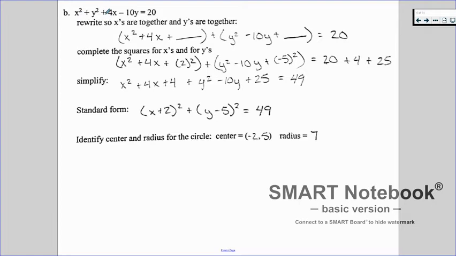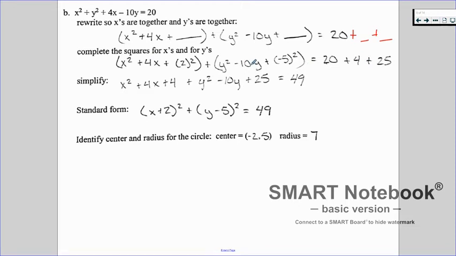x squared plus y squared plus 4x minus 10y equals 20. So again, we're going to rearrange: x squared plus 4x plus blank plus y squared minus 10y plus blank equals 20 plus blank plus blank. So 4 divided by 2 squared, so that's 2 squared, 4. Put that on both sides.